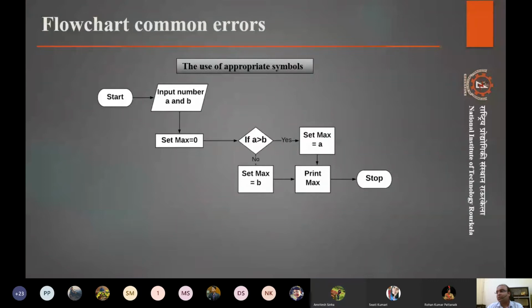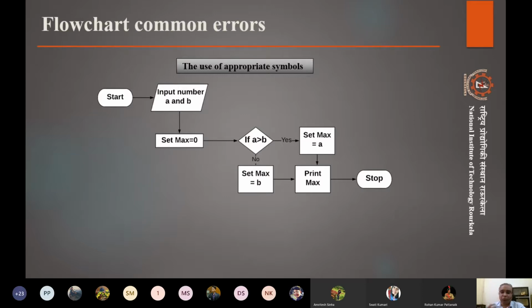That is correct, because any input and output operations that are done, or any such interactions, should be in a parallelogram. See, each and every box is a process. That is true, and it's always our feeling that, okay, let's put a process box here, so that will work.